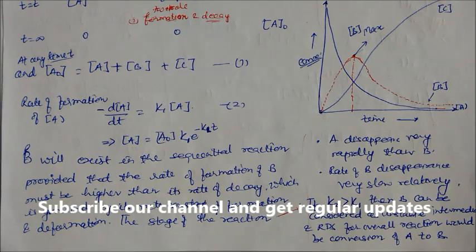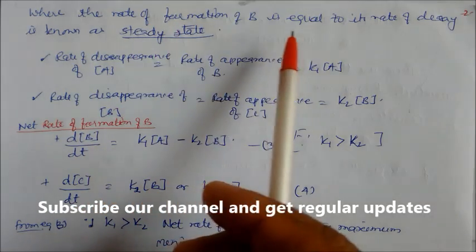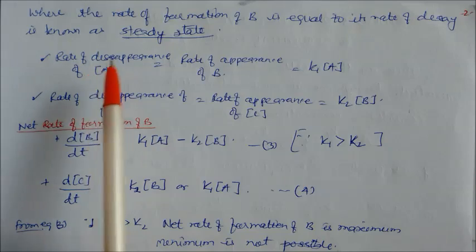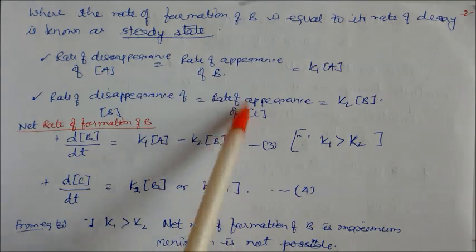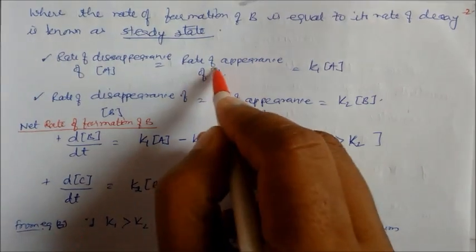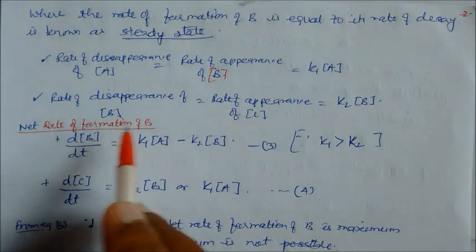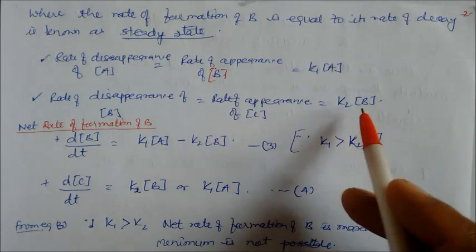Now, a stage of reaction where the rate of formation of B is equal to its rate of decay is called the steady state. It means the rate of disappearance of A is equal to the rate of appearance of B, which is equal to K1 into A. Similarly, the rate of disappearance of B is equal to the rate of appearance of C, which is equal to K2 into B.